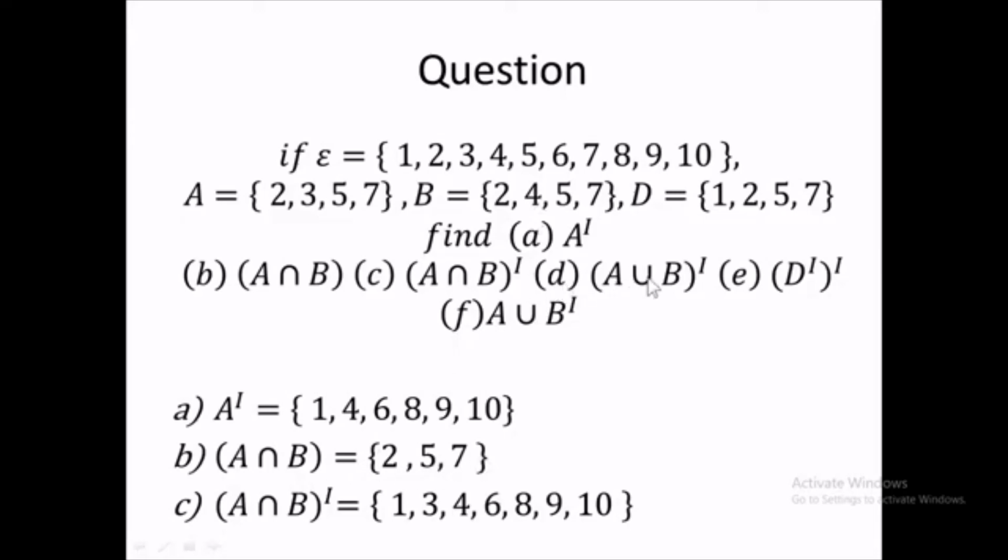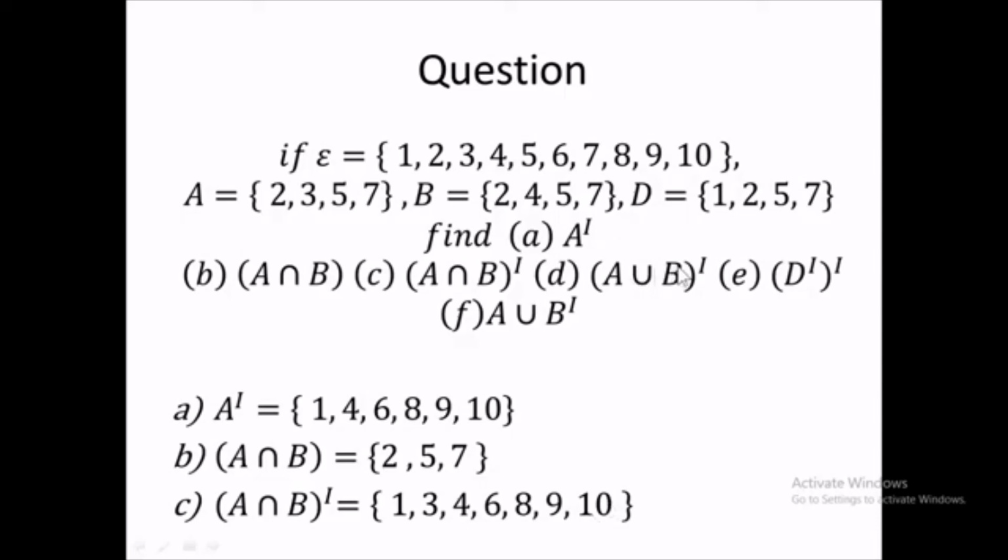We have A intersection B complement as well. Sorry, C, A intersection B complement. First find A intersection B, then find the complement of it. You have already gotten A intersection B to be 2, 5, 7. The A intersection B complement will be the elements in the inverse set that are not in A intersection B. So those elements are 1, 3, 4, 6, 8, 9, and 10.